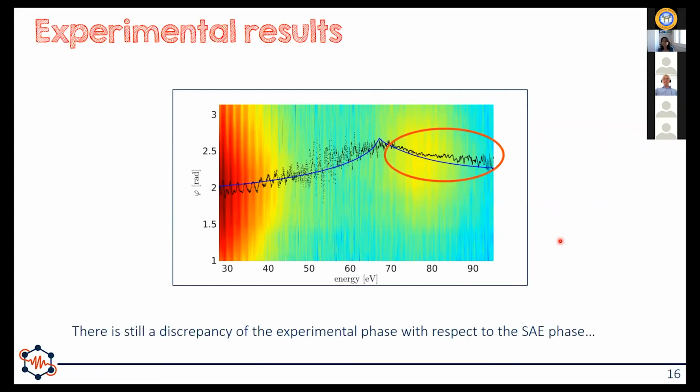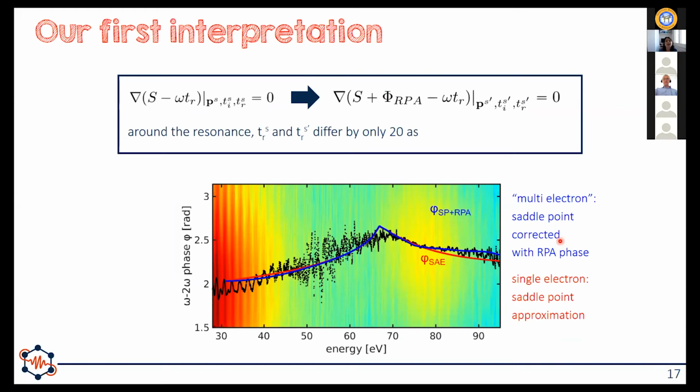But then we have a discrepancy between the black and the blue curve, which we thought may be due to the fact that the blue curve is single active electron, while we are dealing with multi-electron effects. So maybe this discrepancy is hiding the information about the recombination time and the scattering time we are looking for. And so what we tried to do at first was to adapt the single active electron strong field approximation in order to take into account multi-electron effects. And how can we do that?